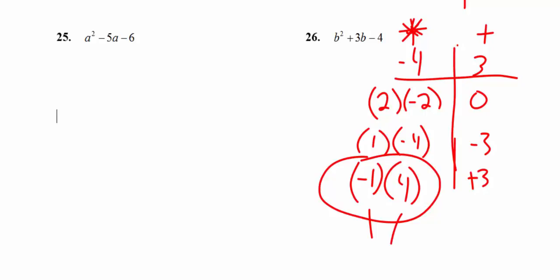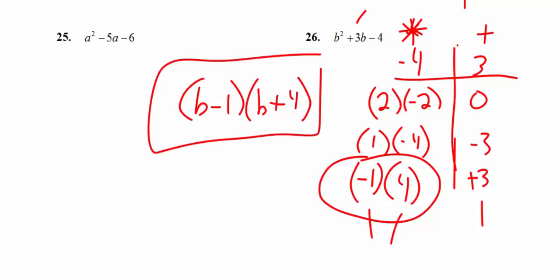And when I add these two numbers together, I end up with +3, which is our middle term, and that's what we need. So to write your final answer, you would write down b minus 1 times the quantity of b plus 4. And we are finished with this problem. Let's take a look at number 28.